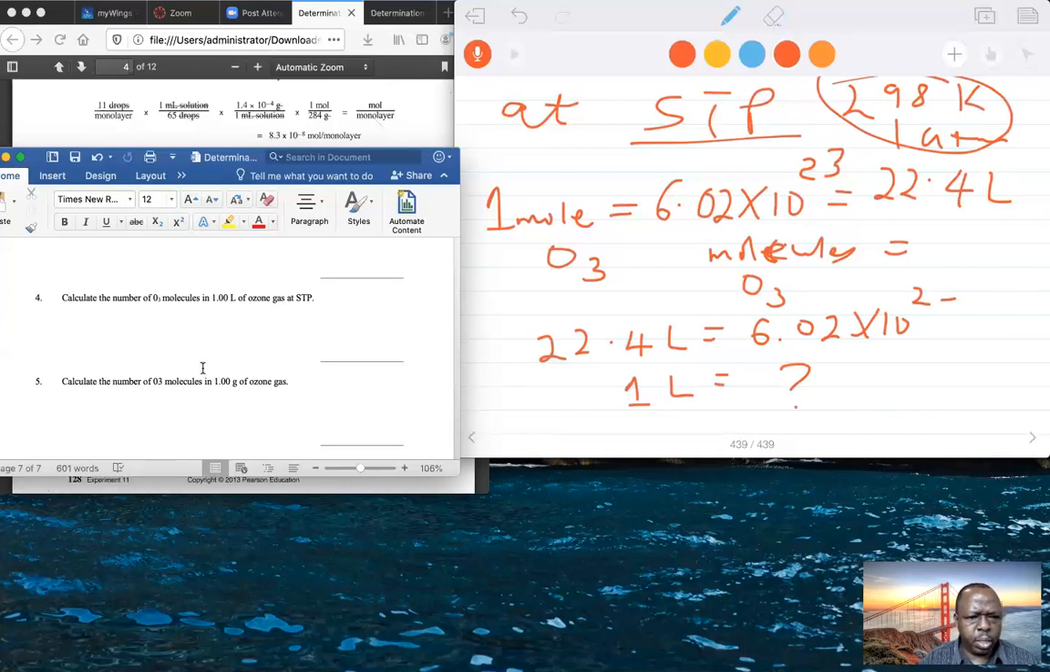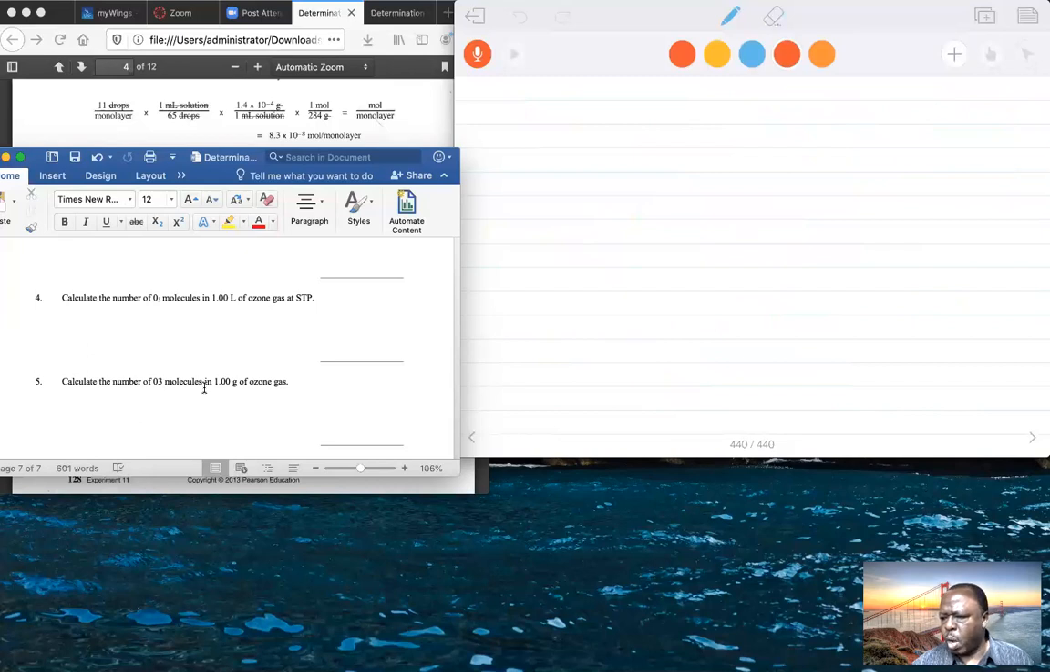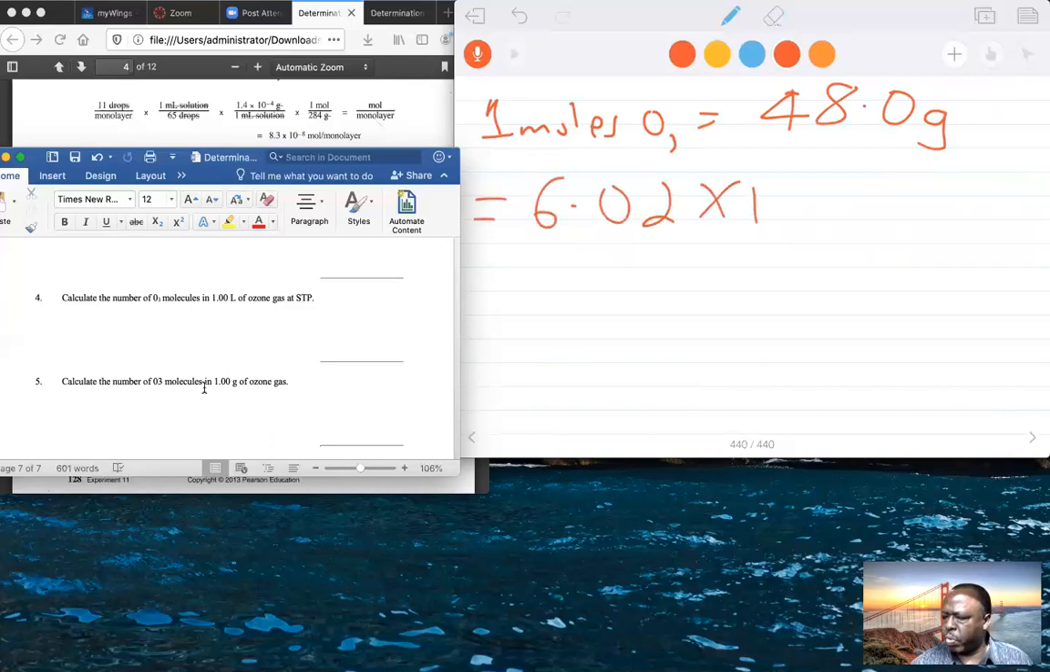The follow-up number 3 is the same thing. This is ozone gas. You have to find the number of molecules in 1 gram. Of course, with that, 1 mole of O3 weighs 48.0 grams, and it has Avogadro number, 6.02 times 10 raised to 23 molecules. You have to relate now the molecules to 1 gram. This is ozone again.